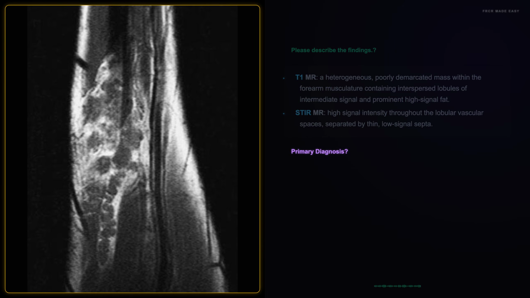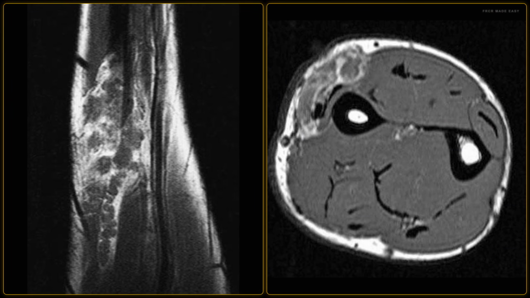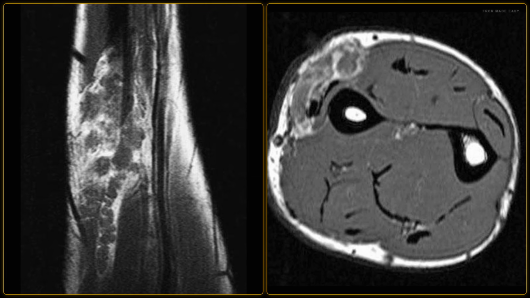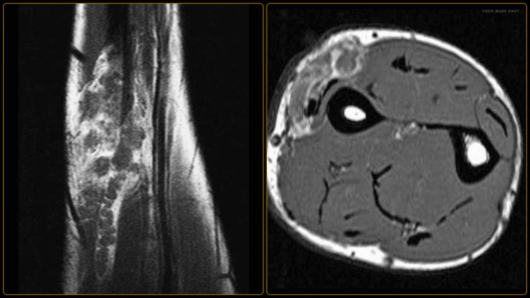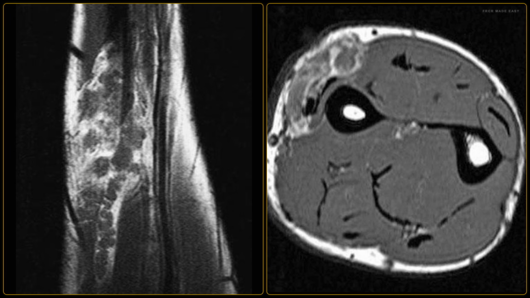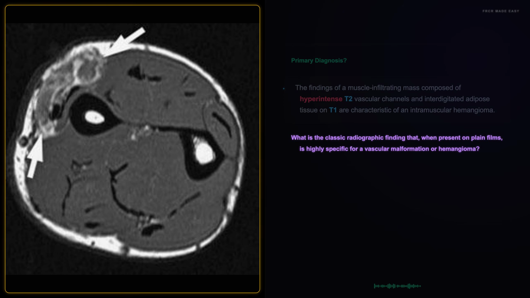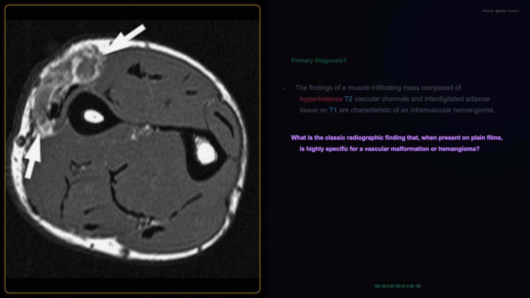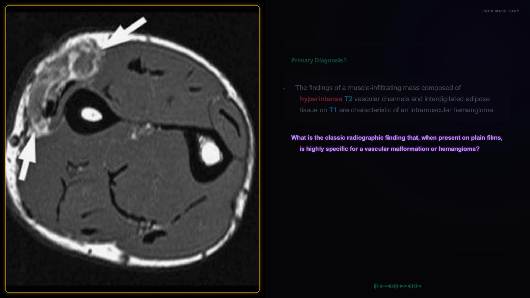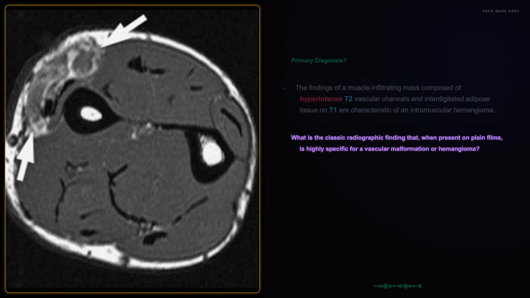What is your primary diagnosis? The findings of a muscle-infiltrating mass composed of hyperintense T2 vascular channels and interdigitated adipose tissue on T1 are characteristic of an intramuscular hemangioma. What is the classic radiographic finding that, when present on plain films, is highly specific for a vascular malformation or hemangioma?